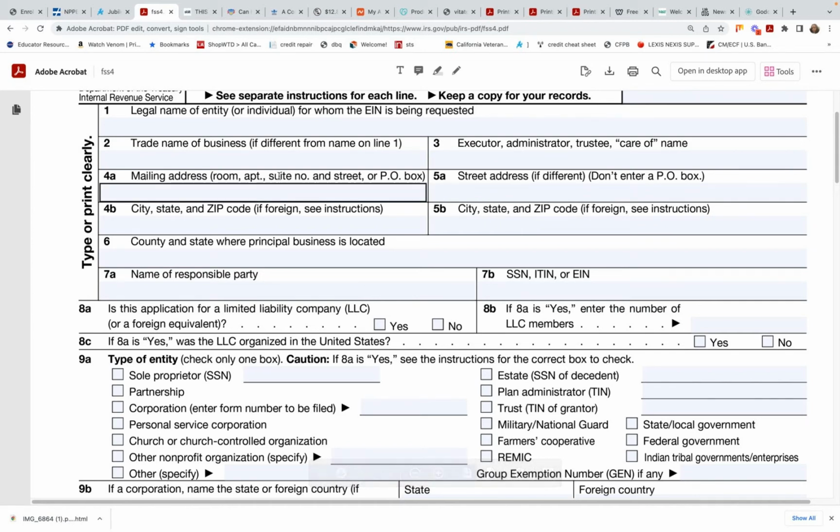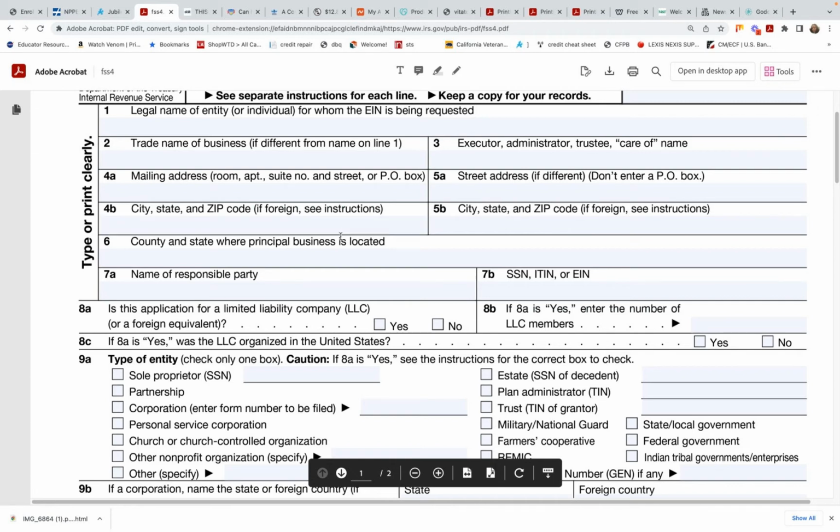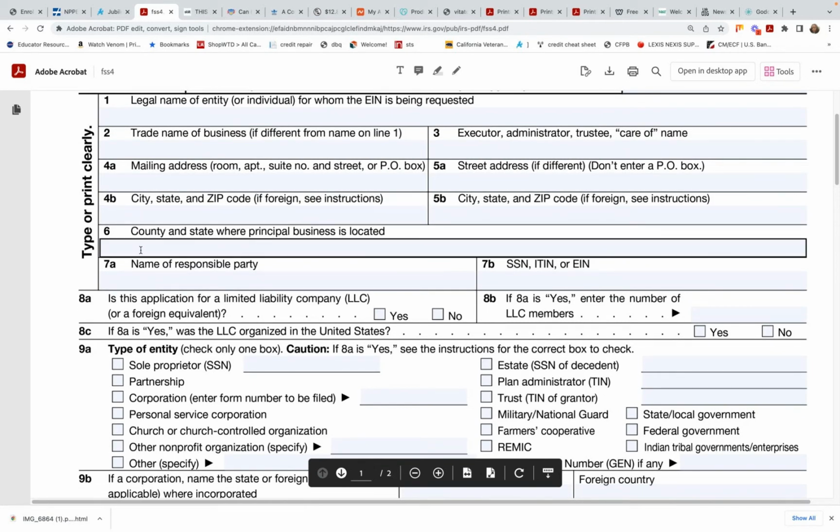4B, 5B, very simple, y'all. City, state, that is all that is asking for. If y'all notice, it is city and state, 4B and 5B, because it is to match 4A and 5A. So if these have 2 different addresses, then the city and state could also be different. County and state, they give y'all 1, okay? And y'all, the reason they give you 1 is because it is asking solely about the business, not the individual. So you would only put information here that is concerning the business, not the individual.